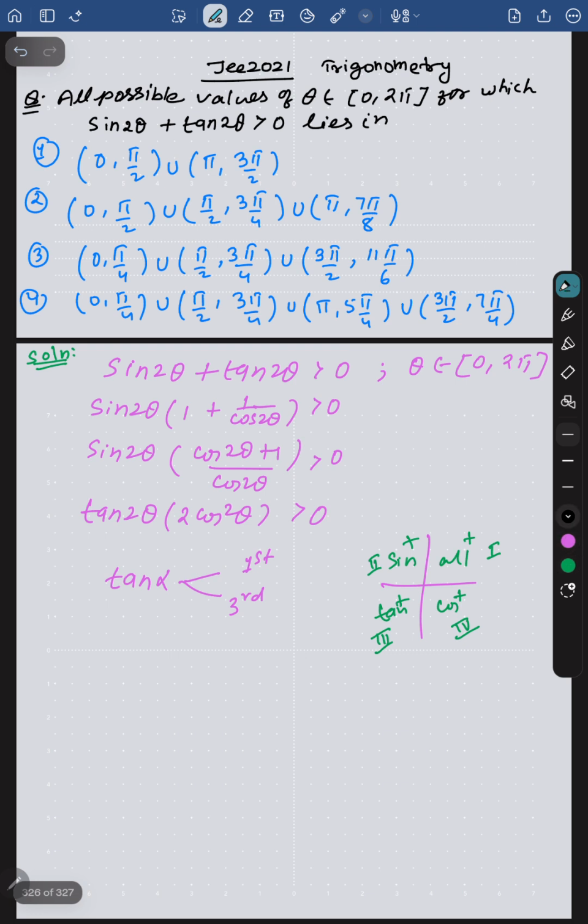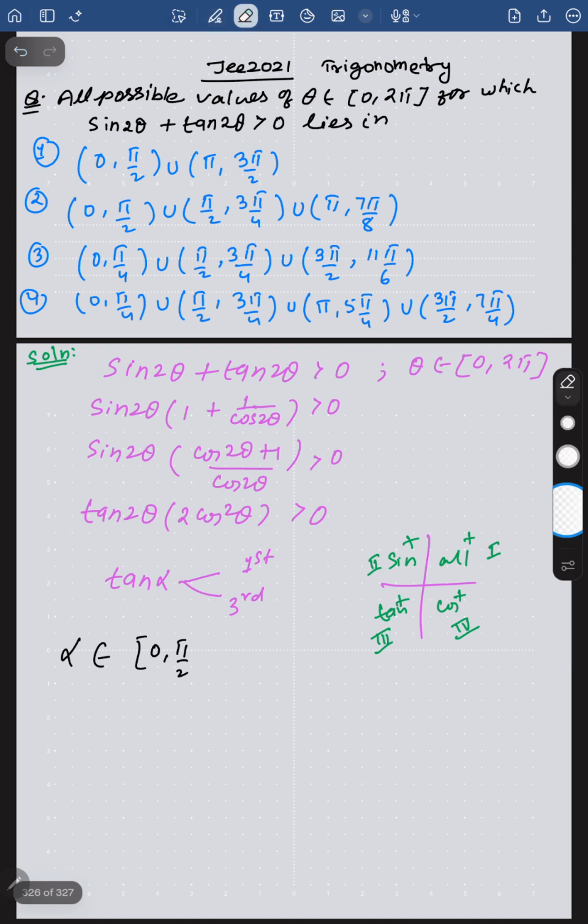So we have to consider the first and third quadrants for tan alpha to be positive. So alpha must lie between 0 and pi by 2. We will use an open interval because we don't want the 0 angle, since tan 2 theta would become 0. Pi by 2 we also don't want, because cos theta would become 0. So for alpha between 0 and pi by 2, tan alpha will be positive.